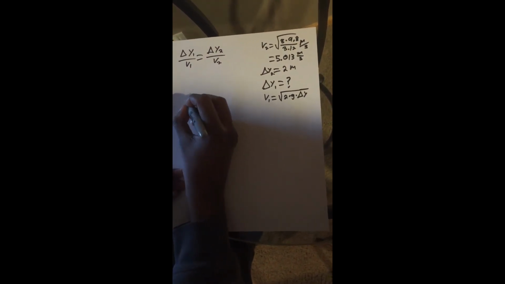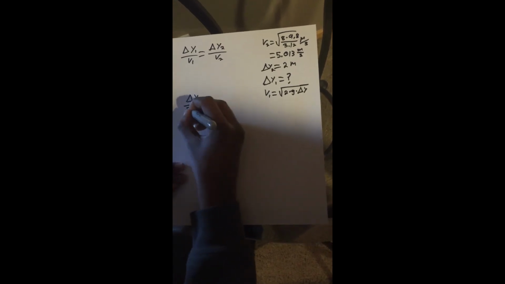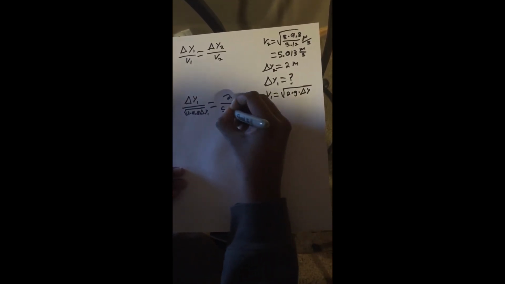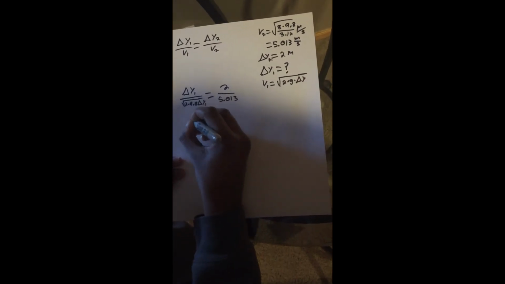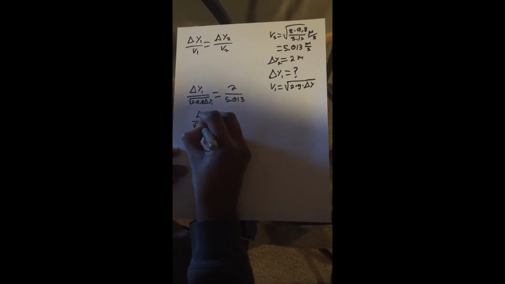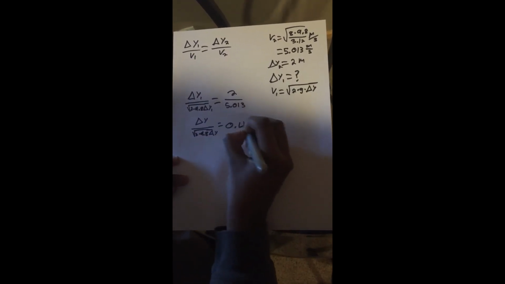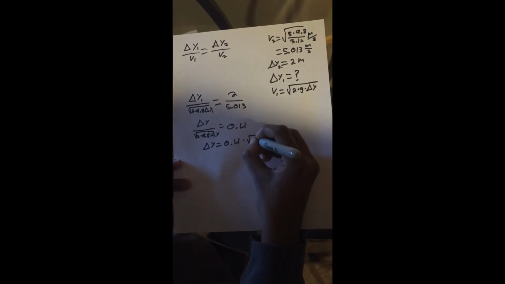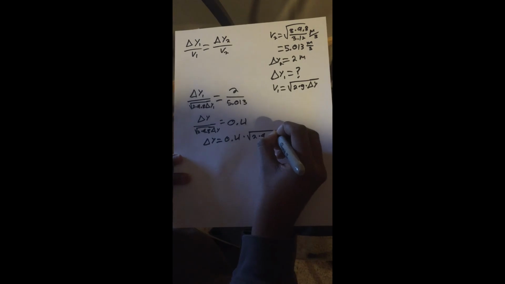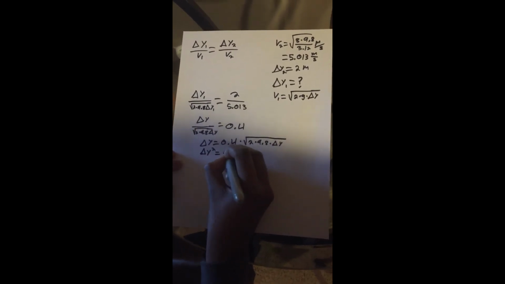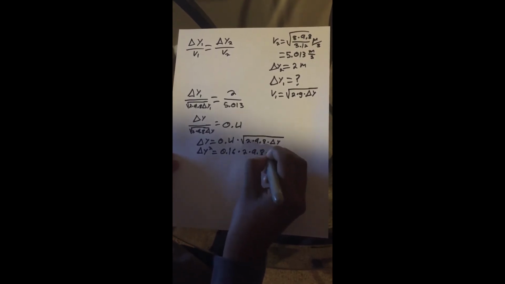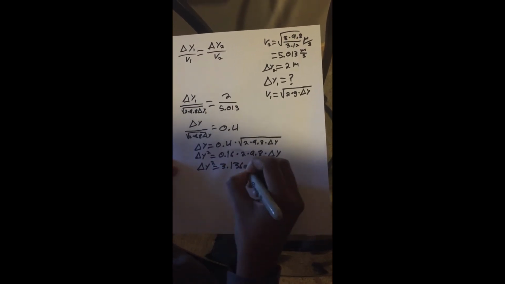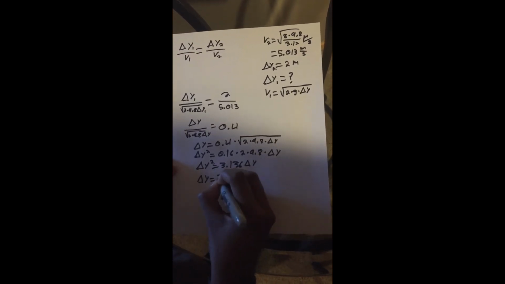So we get delta y1 over the square root of 2 times 9.8 times delta y1 equals 2 over 5.013. We can simplify that to be delta y over the square root of 2 times 9.8 times delta y equals 0.4. Then we can multiply both sides by the square root, and we get delta y equals 0.4 times the square root of 2 times 9.8 times delta y. Then we can square both sides to get delta y squared equals 0.16 times 2 times 9.8 times delta y, which simplifies to delta y squared equals 3.136 delta y. We can divide both sides by delta y to get delta y equals 3.136 meters.